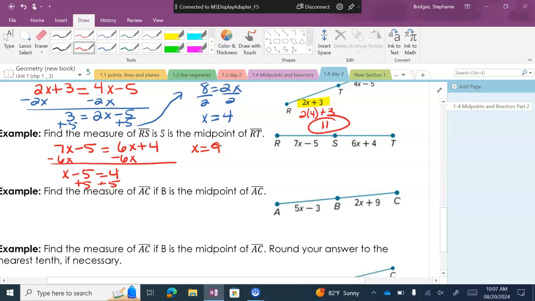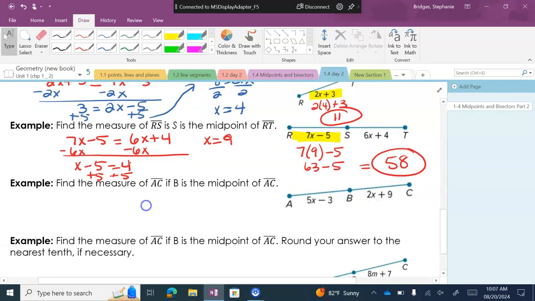But they didn't ask me for x. They asked me to find RS. Whoops. So that is this piece right here. So I'm just going to take and plug that in. 7 times 9 minus 5. So that's 63 minus 5, which gives me a length of 58, which is what I saw on several people's paper. Make sense?